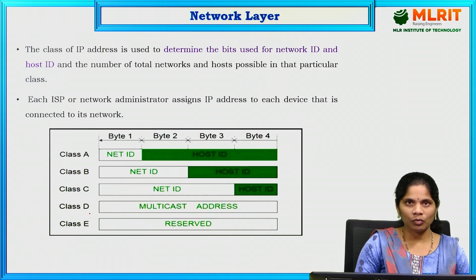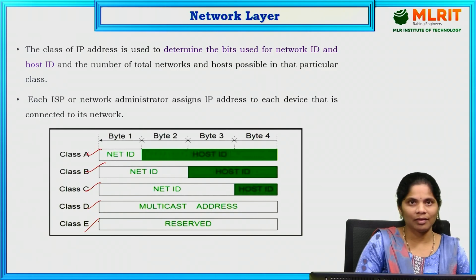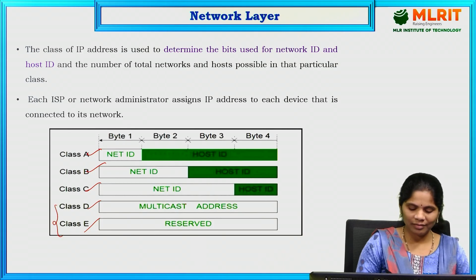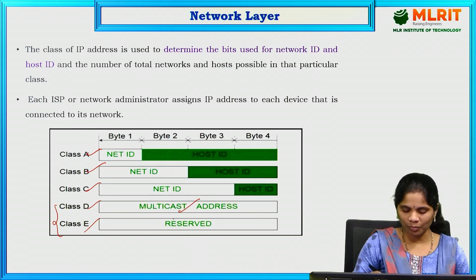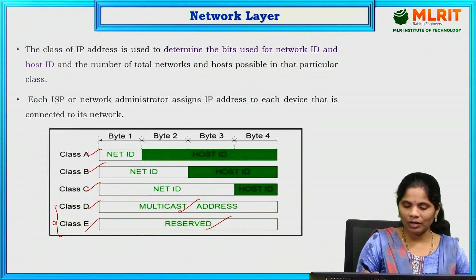See here. Already we said there are 5 classes in total: class A, B, C, D, E. Already we discussed that D and E are reserved for multicast addresses and experimental addresses. So, coming to network and host ID.